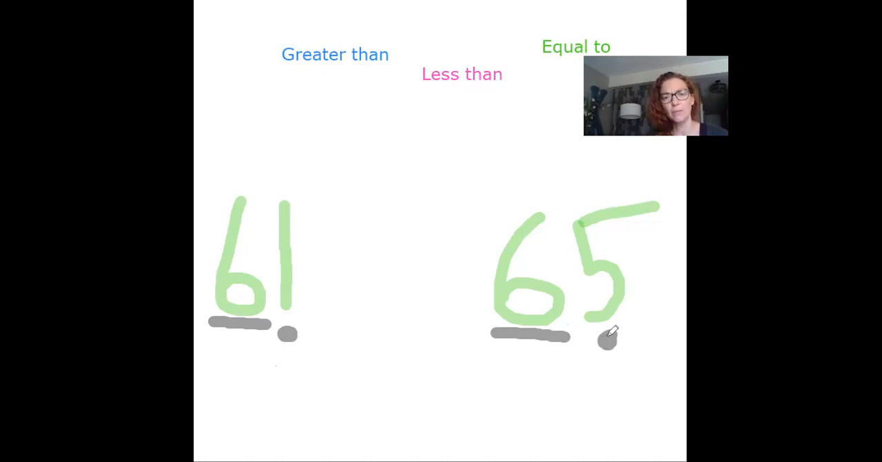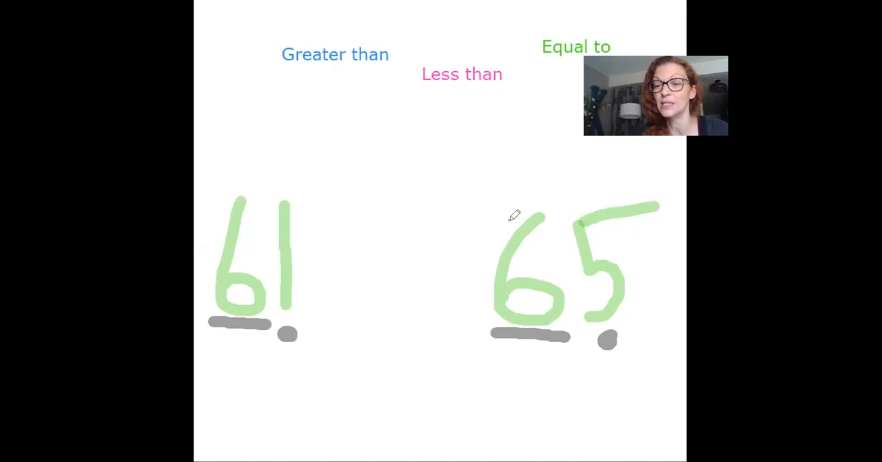Look at our two numbers. What two numbers do we have that the dots are under in our ones place? We have a 1 and we have a 5. Oh, they're not the same. So tell me, which one is greater, the 1 or the 5? Yeah, the 5. So which one is less, the 1 or the 5? The 1, absolutely.